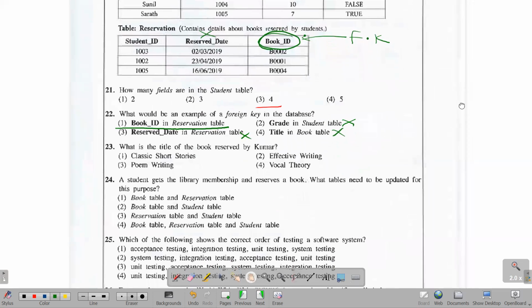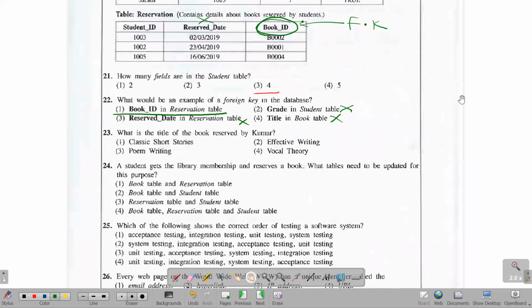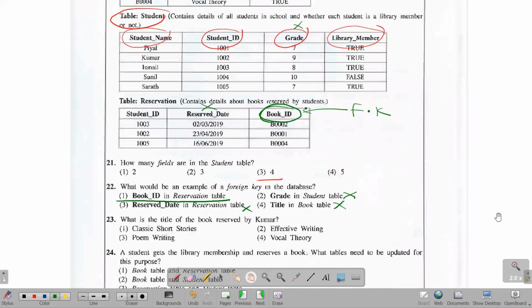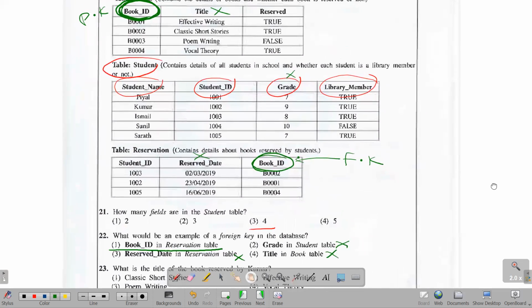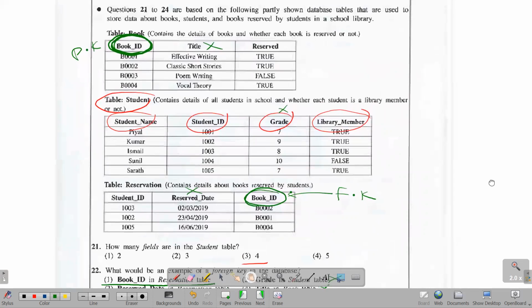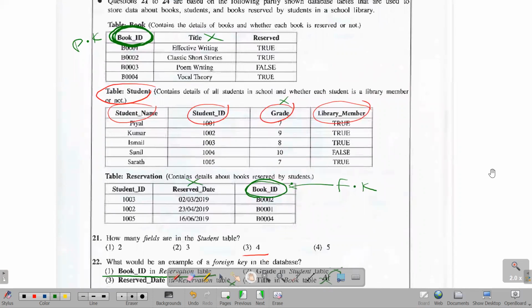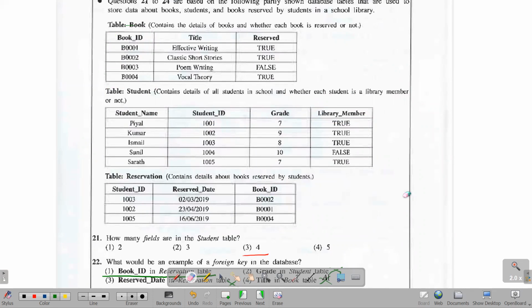So in the 23rd, they are asking, what is the title of the book reserved by Kumar? So we have to find it from these tables. They're asking what is the title of the book which is reserved by Kumar. So we have to start from the place where we can find Kumar. Here's Kumar.